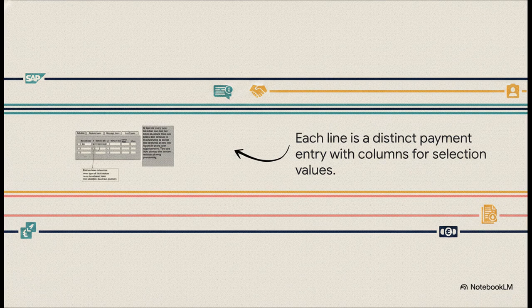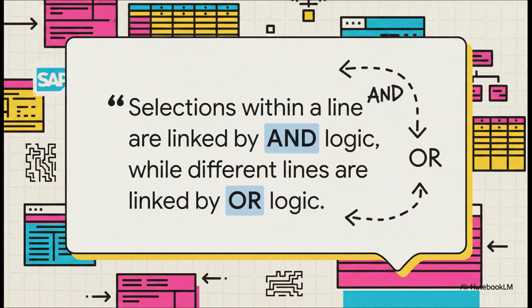You can put a business partner and a contract account on the same line, or you could use a second line for a different entry. This layout is everything. And hey, don't just take my word for it. This is pulled straight from the SAP documentation. It perfectly lays out the rule. Everything on the same line gets connected with and. Each separate line gets connected to the others with or.